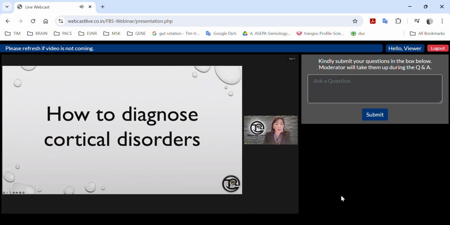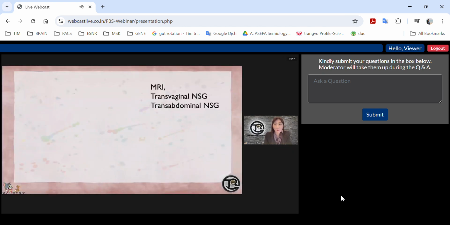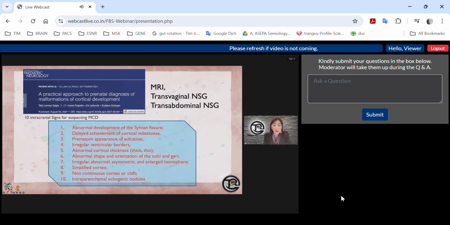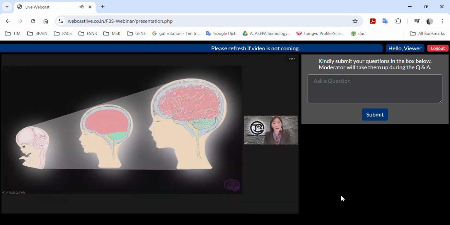My talk is about how to diagnose cortical disorders in mid-gestation, and actually, Gustavo and Tari proposed the 10 points in a practical prenatal approach to MCD, including MRI, transvaginal and transabdominal neurosonography. Of course, MRI is a strong modality, but we need to make a diagnosis or have suspicion of MCD during our routine clinical practice. But it is quite difficult.